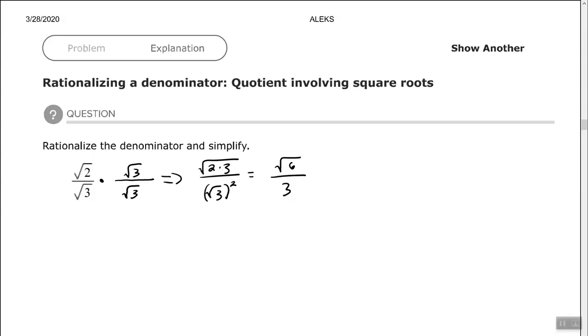Now be careful here. You cannot simplify that 3 into 6 because that 3 is a regular whole number. However, that 6 is underneath the radical. So you cannot simplify the 3 into 6 because the 3 is not underneath the radical and the 6 is. Okay, so we would leave it just like that.